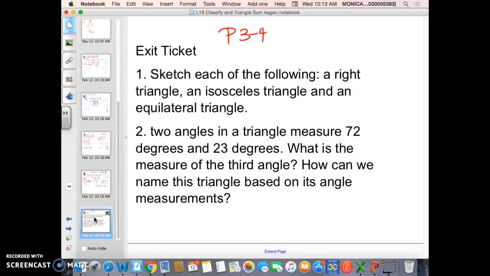You can do this on a sticky note and then turn it into me so that I know that you know what's going on. So if you're on track, you'll have page 3 and 4 done in your packet, and you'll have done all the other extra activities we did in class. Okay, good luck.